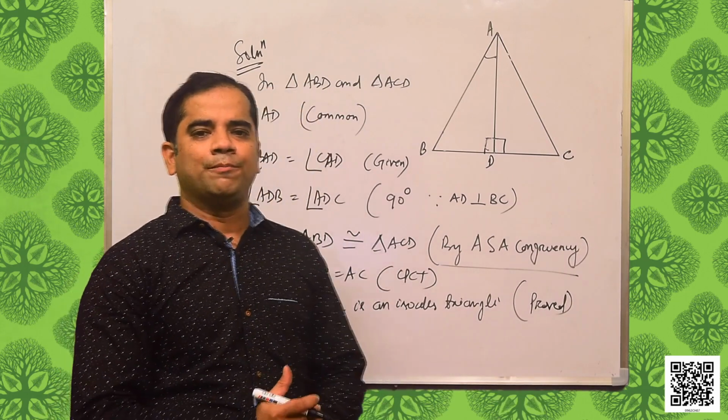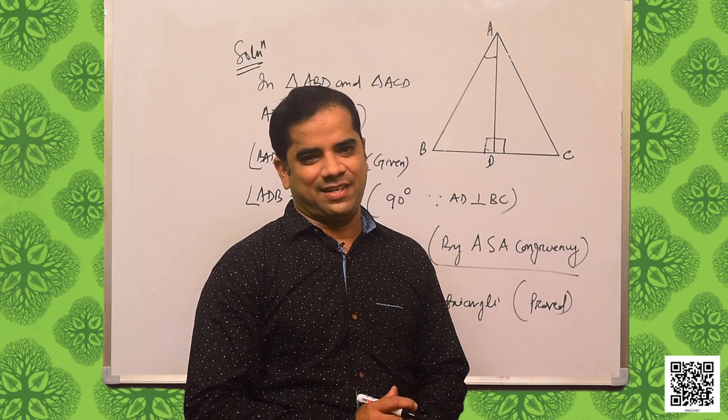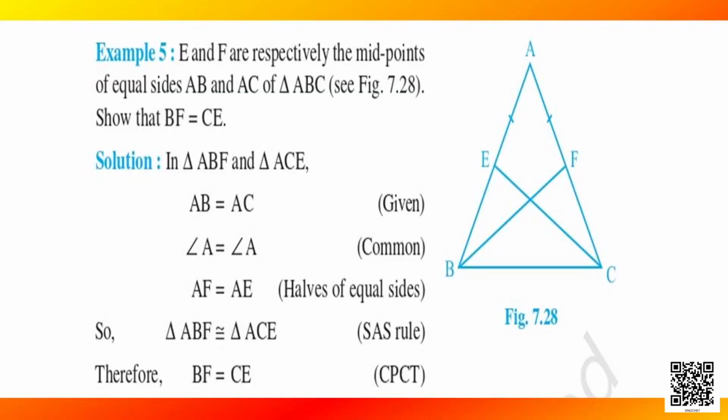Fine. So, triangle ABC is isosceles. We have proved it. Hope you have understood it. So, students, let us discuss example 5. What it says? E and F are respectively the midpoints of equal sides AB and AC of triangle ABC. Show that BF is equal to CE. Okay, let us do it.